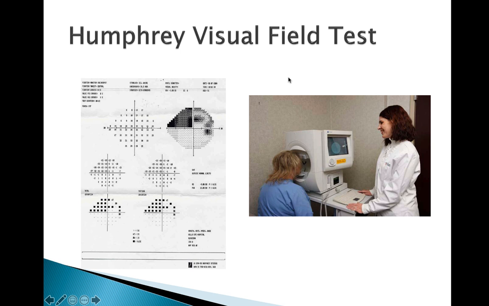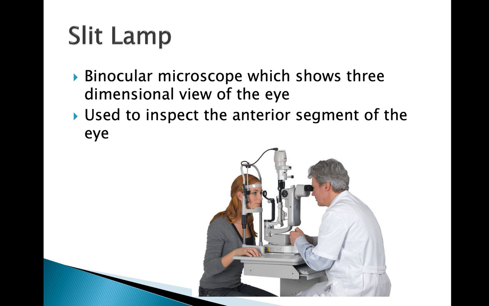So again, just to reiterate, you do the manual test in the office, and if you have any suspicion that that is abnormal, or you think the person has a condition like chronic glaucoma, then you can send them on and they can do a Humphrey visual fields test. So the Humphrey visual fields test, you'll generally find these only in optometry or ophthalmology clinics.